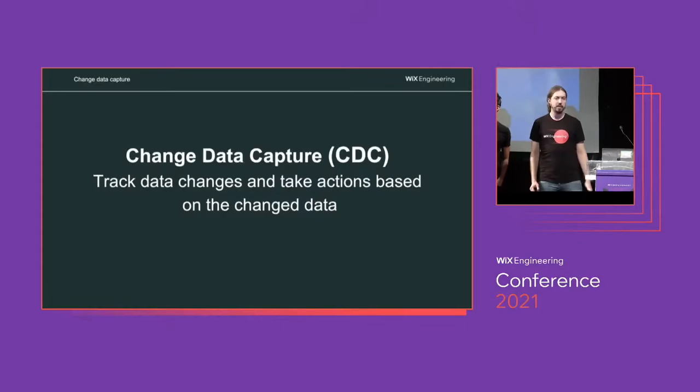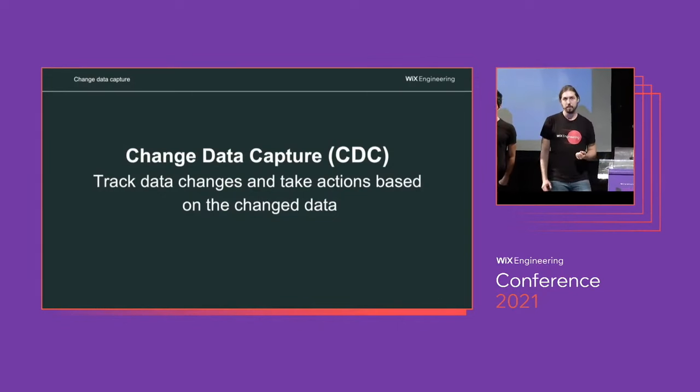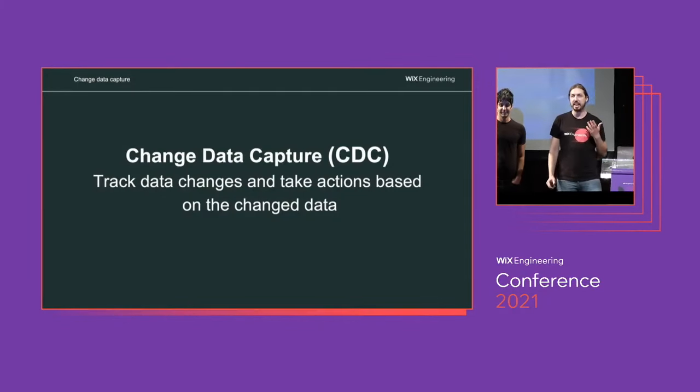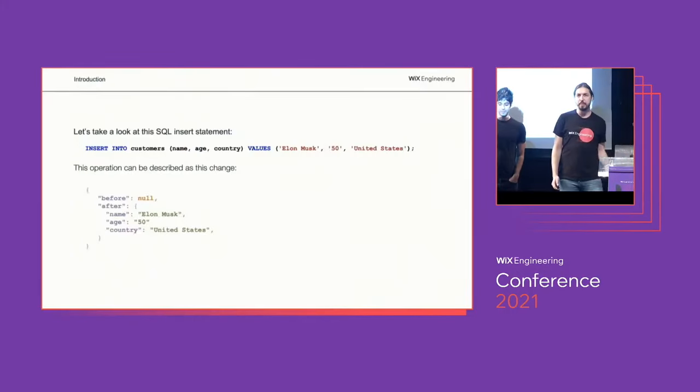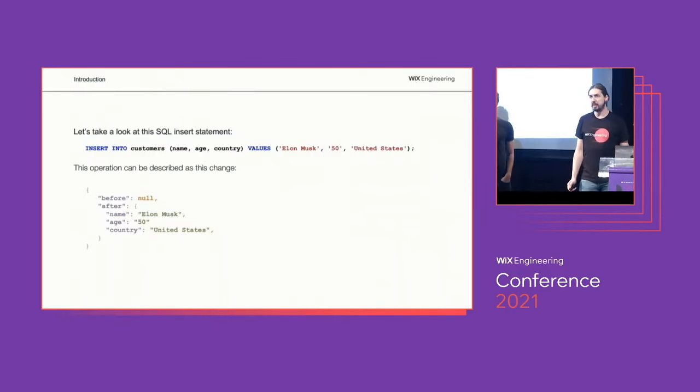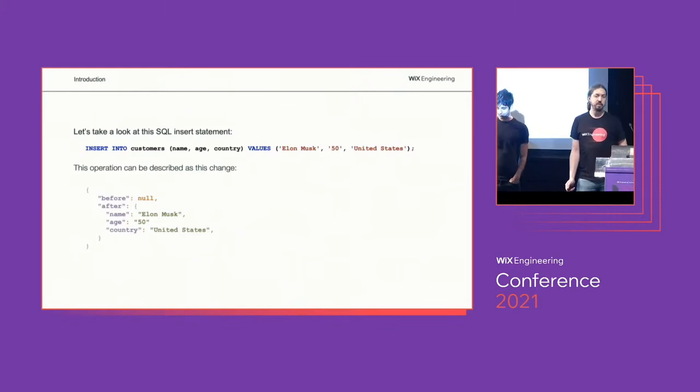CDC, or Change Data Capture, is a very simple concept. You track changes on your data, and based on these changes, you can take actions. And actions can vary depending on what you need. So let's take a look at an example. This is a basic SQL insert statement, adding some entry to our database. So we insert here Elon Musk, age 50, from the United States.